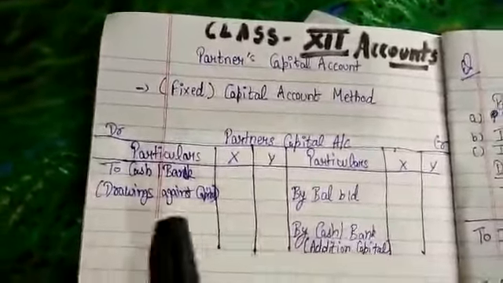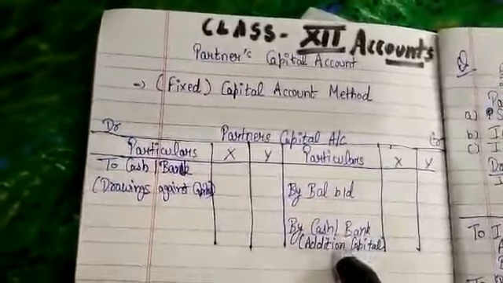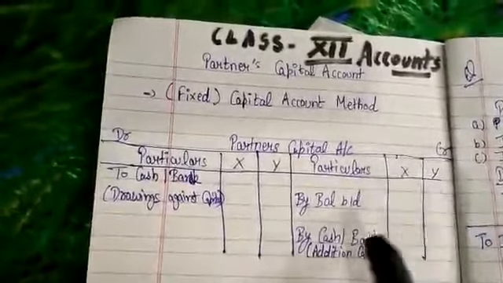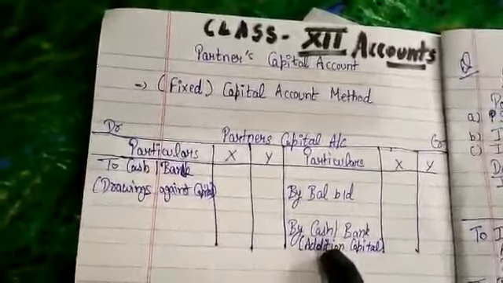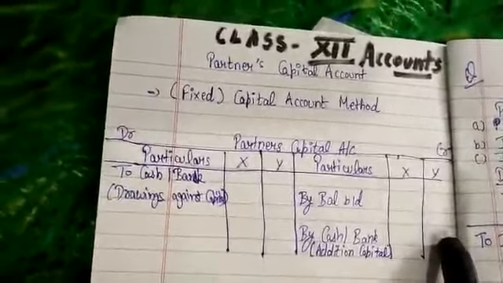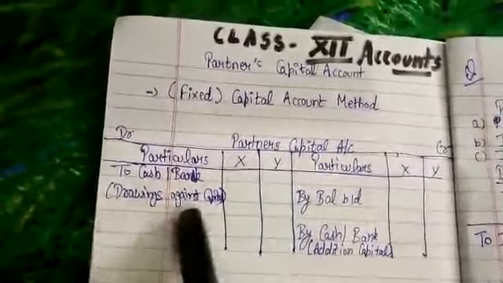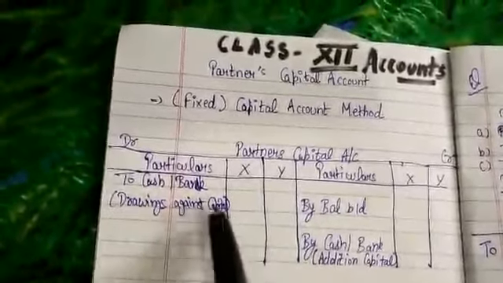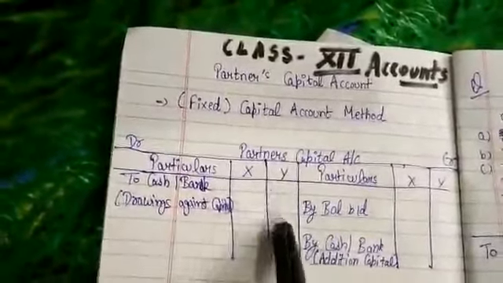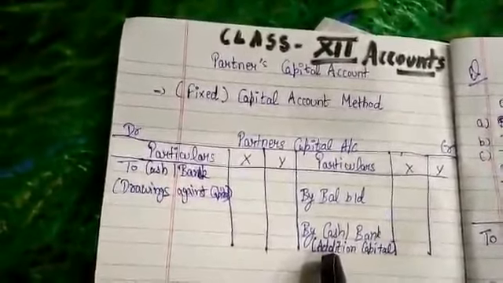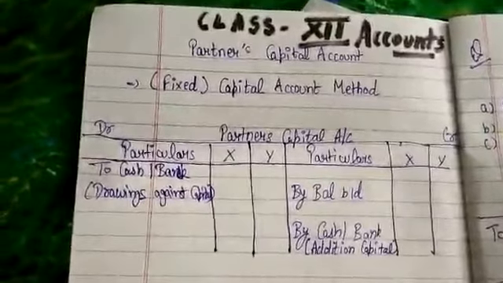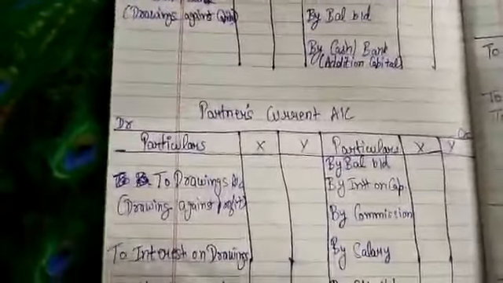For example, if any partner has advanced any additional capital, it will be on this side, partners old capital, and here any new capital if they have introduced in the business, this will appear on the credit side. And if they have withdrawn any money from the business out of capital, that is drawings against capital, it will be shown on the debit side as their expense. Nothing else will be shown in this account, right? And then the question is where the other entries will be shown. The other entries will be shown in the partner's current account.